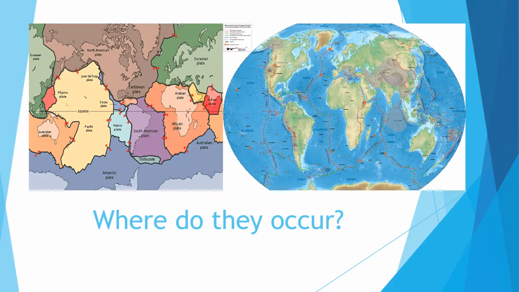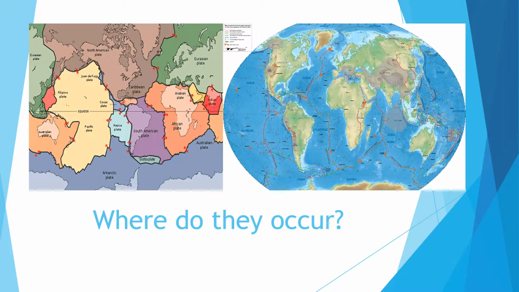So on the first image, we can see the breakdown of all the plates. As you can see, they're outlined with a black line on each, and you can also see arrows, so red arrows indicating whether the plates are sliding past one another, colliding with one another, or pulling apart from one another.